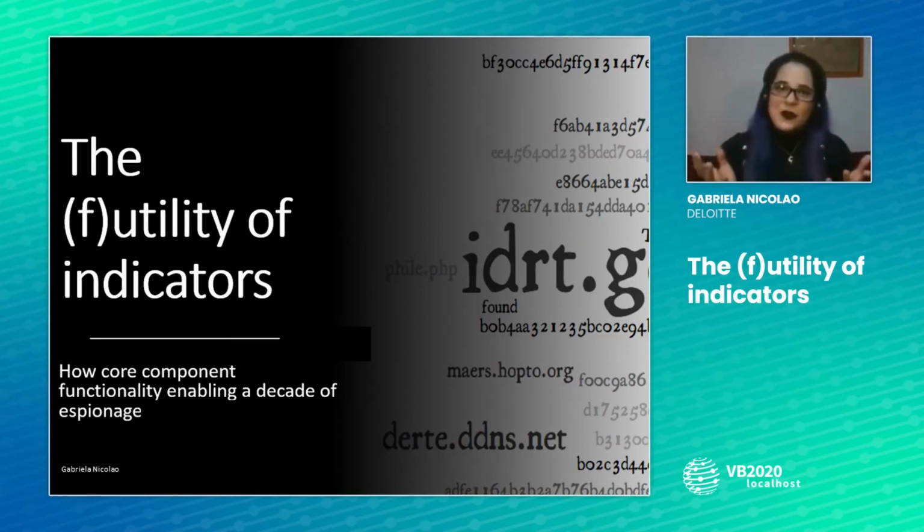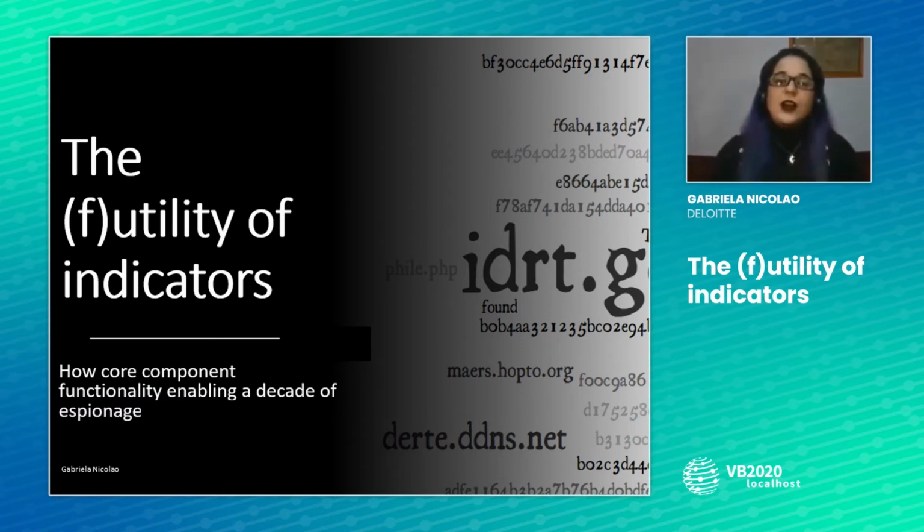Hi everybody, thank you for watching this video called The Futility of Indicators: How Core Component Functionality Enabled a Decade of Espionage. This investigation was based on the findings collected after analyzing almost 10 years of files of the APT known as Machete, and there are really good reports on this APT. Actually, there was an amazing job made last year in various bulletin, but this is not about Machete itself, but how we can protect ourselves better if we start focusing on the core components of an APT or a threat instead of just looking at its IOCs.